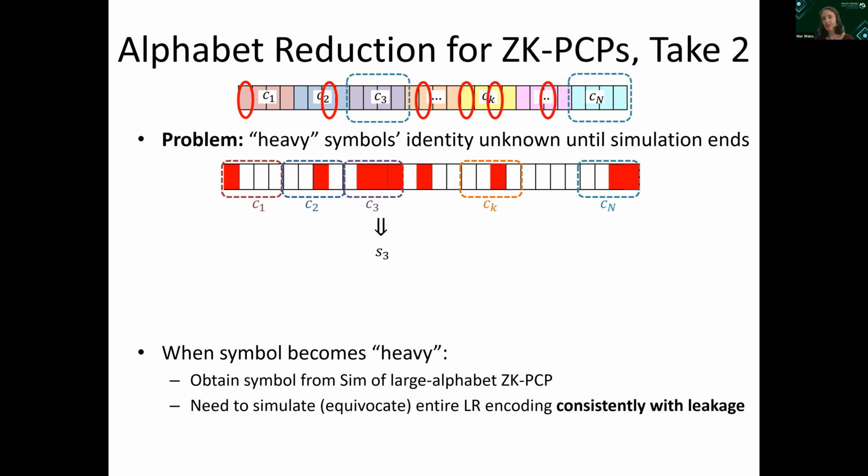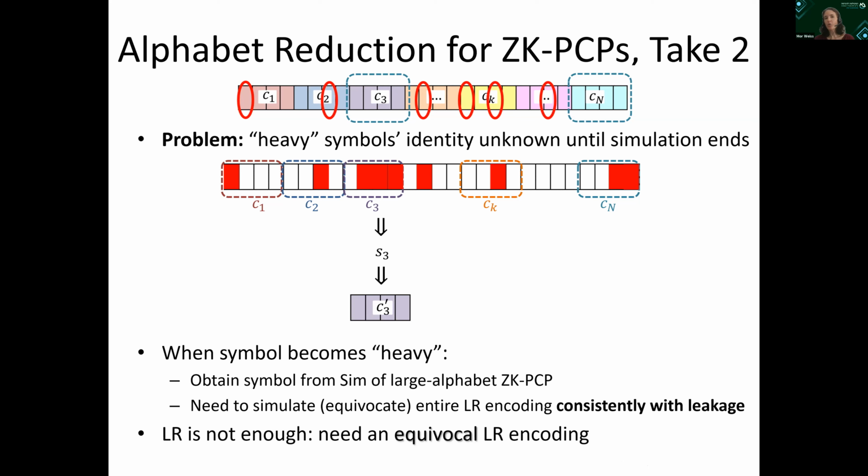Now we need to continue leaking on this. We need to generate an entire encoding of this symbol, which we didn't know before. And this encoding has to be consistent with the leakage that we've already provided on this section of the proof. This means that we need a way to explain in retrospect the leakage as a leakage on the encoding of this symbol. So leakage resilience is not enough. We need some equivocation property. And this goes on and on. The verifier might go on leaking, and other symbols might become heavy. And again, we'd need to equivocate the encoding.